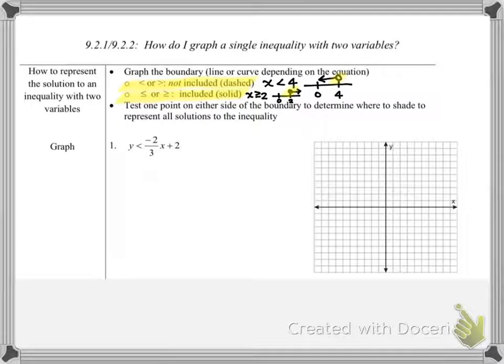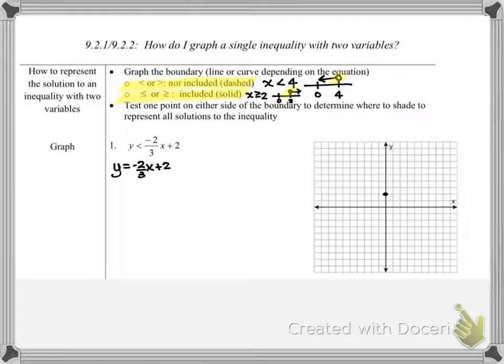So first things first, take a look at this example. The very first thing I'm going to do is rewrite this as y equals. Let's get rid of the highlighter there. So y equals negative 2/3 x plus 2. All right, so I know my y-intercept is at (0, 2). So I'm over here on my graph now, and I'm plotting the point (0, 2). And then I have a negative 2/3 slope.